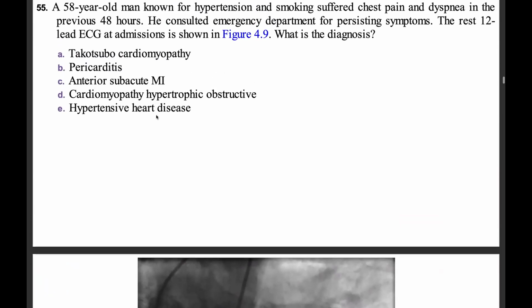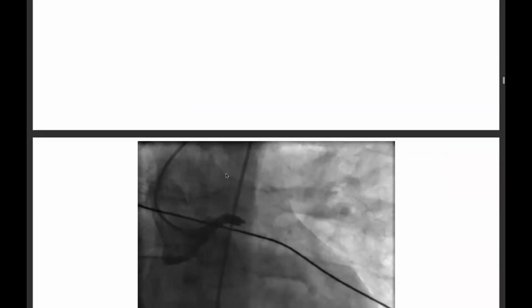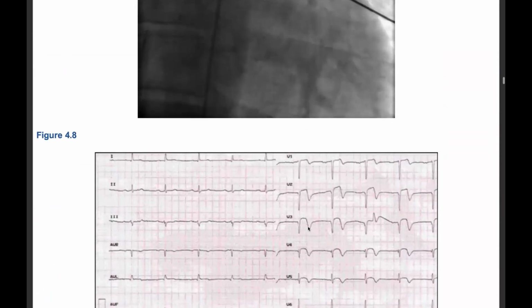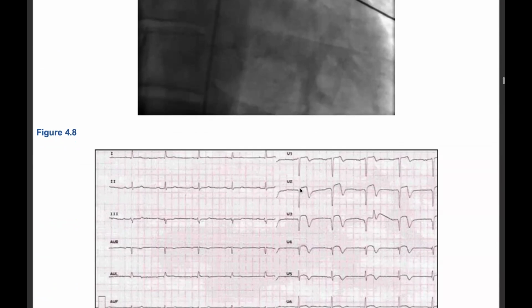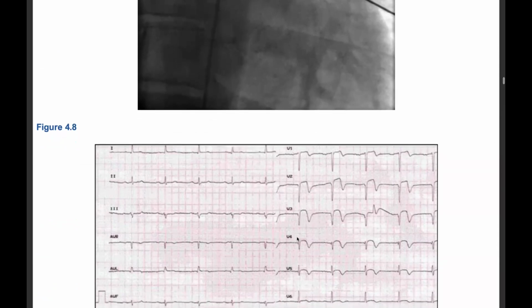So I think the answer should be the anterior subacute myocardial infarction. The subacute because now the T waves are inverted. The Q waves also, meaning that at least it's not very acute. But the ST segment is still elevated, and it will take time for the ST segment to come down. And then later on, the T waves may or may not return to normal, but the Q waves will persist.